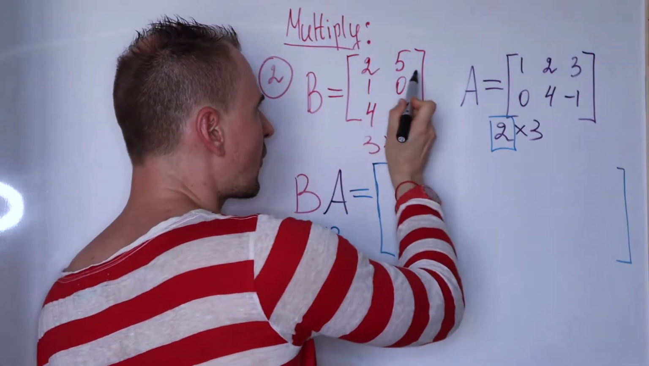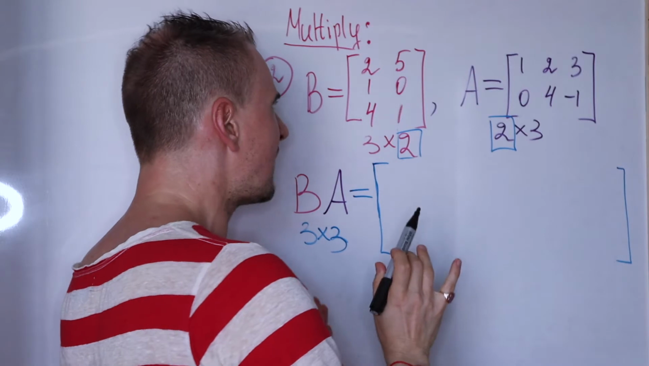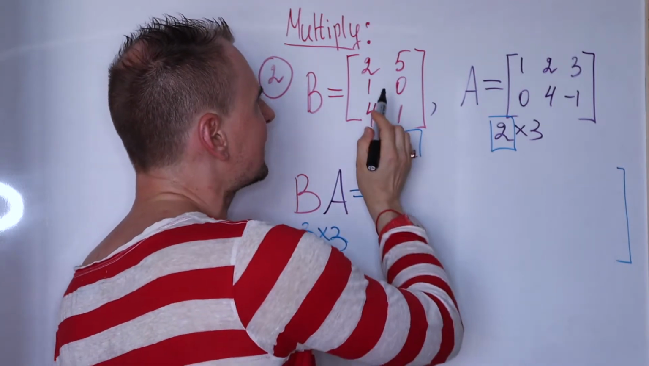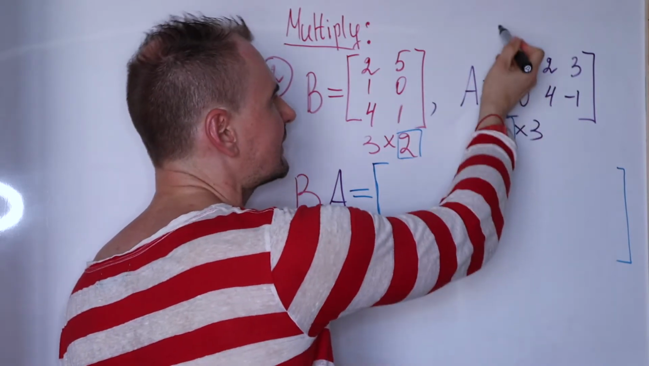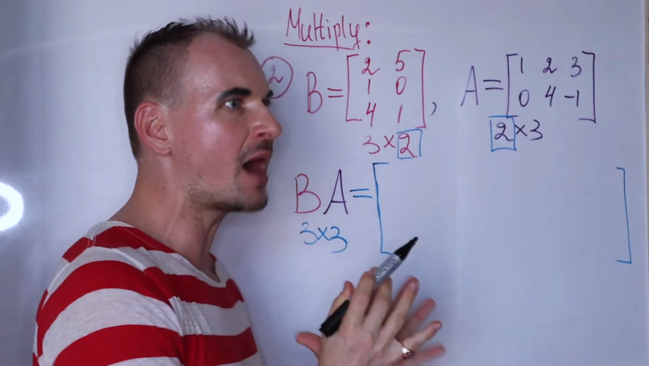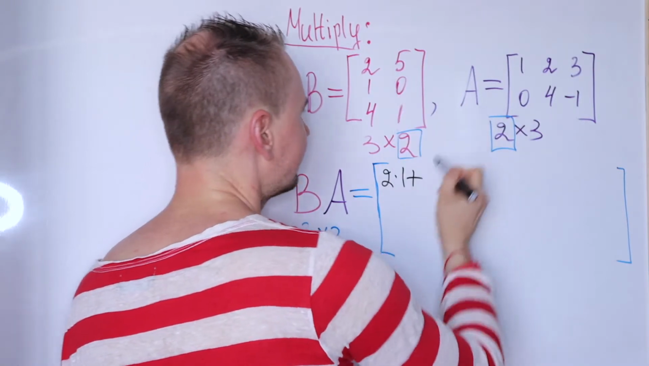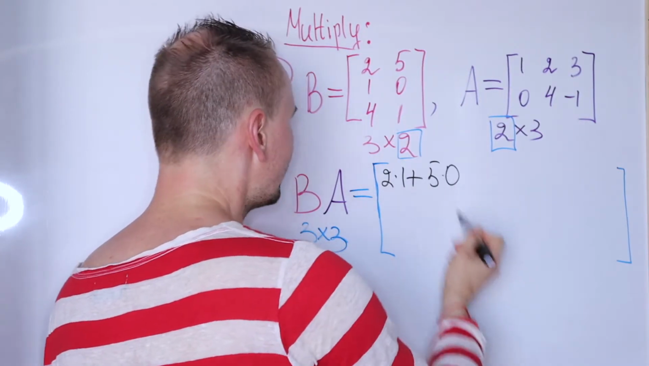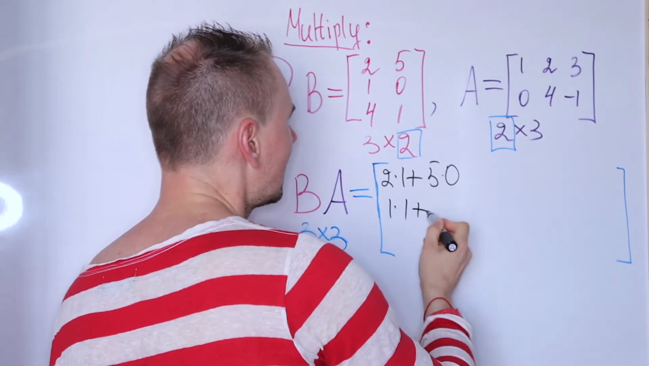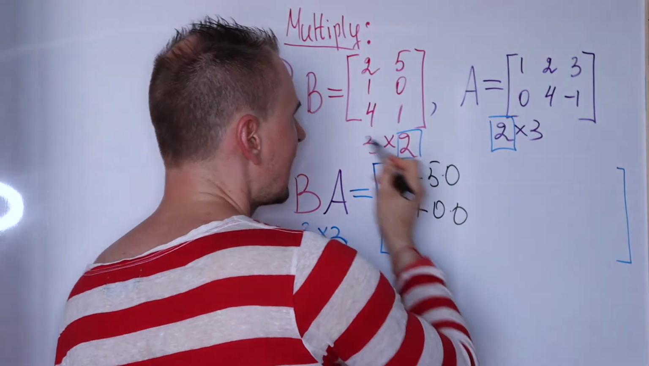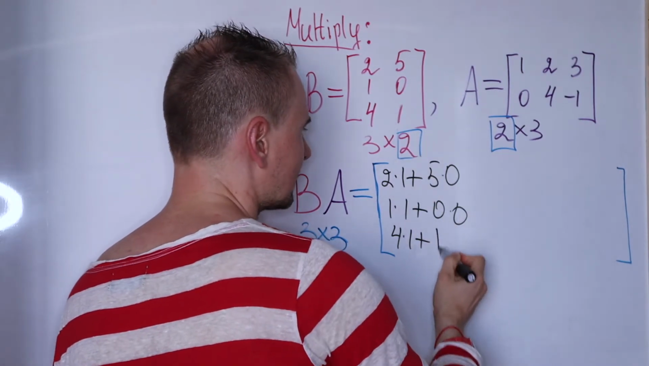Start over with the first row in the first matrix and the first column in the second matrix. So keep in mind that there is a pattern. You want to multiply each element in the first row by each corresponding element in the first column, and you add up their products. So 2 times 1 plus 5 times 0. Moving on, second row, the first column, 1 times 1 plus 0 times 0. And finally 4 times 1 plus 1 times 0.